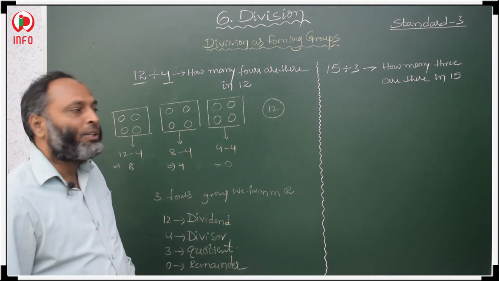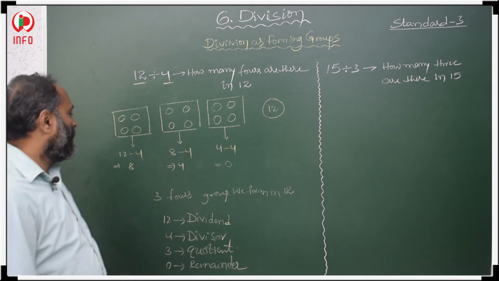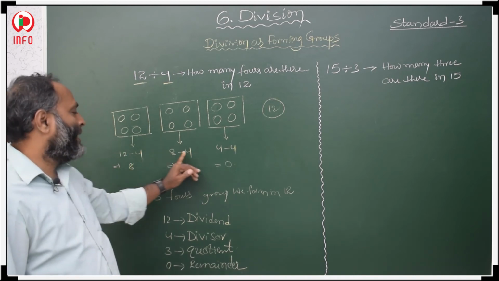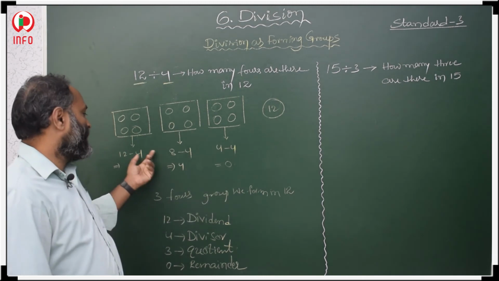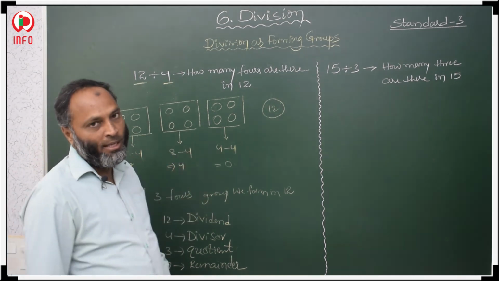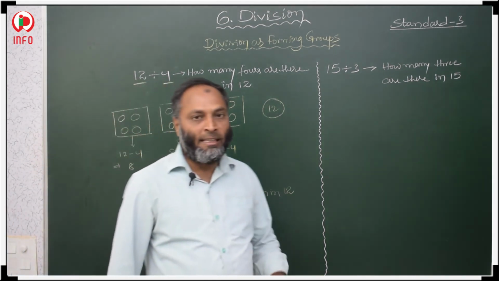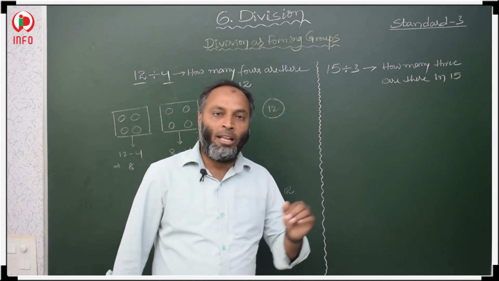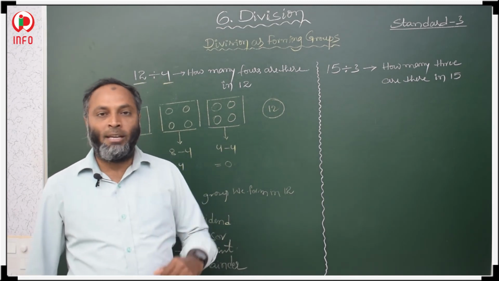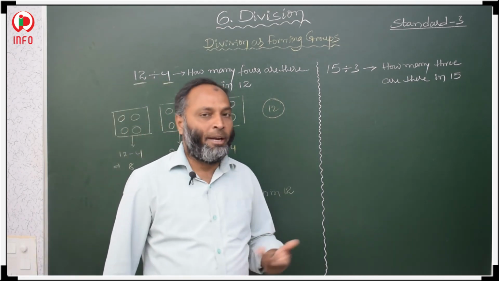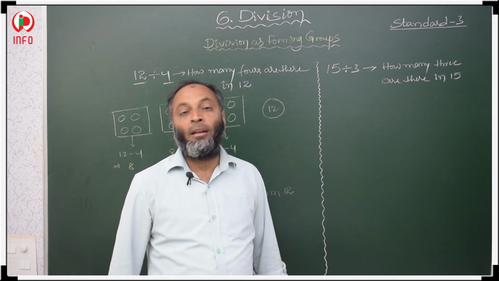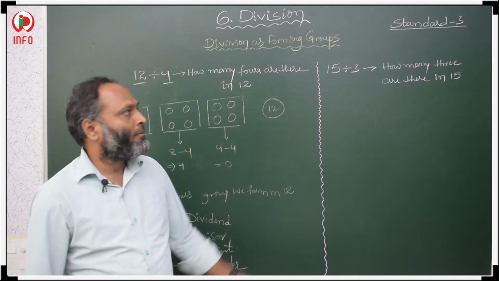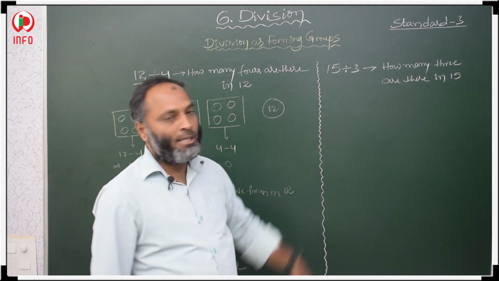Here, see here, 12 minus 4, 8 minus 4, 4 minus 4. So it means division is nothing but repeated subtraction. Division means repeated subtraction. The same number we have to subtract repeatedly. Okay. Here 15 minus 3.